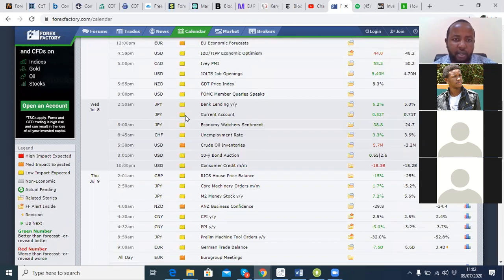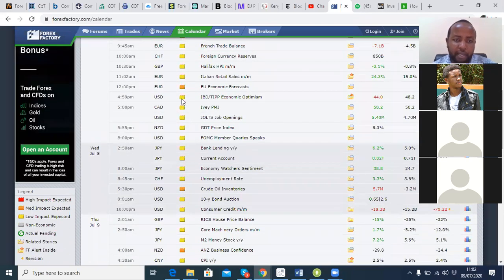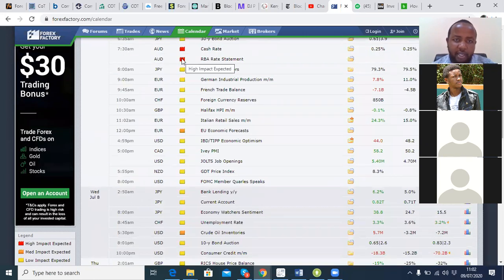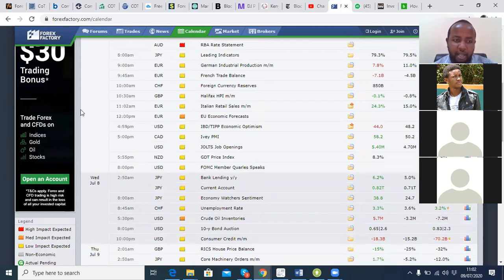So on Wednesday, the yellow ones are low impact, so I don't pay much attention. The orange is medium impact, but the ones marked in red are very high impact, meaning there will be a very high impact.